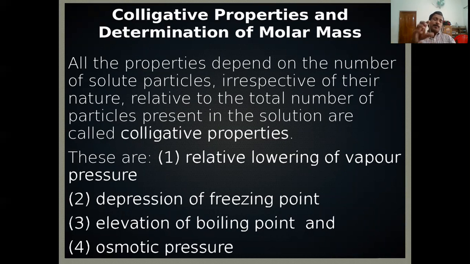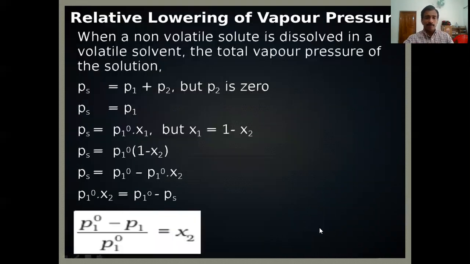So we can say the vapor pressure of the solution will always be less than the vapor pressure of the pure solvent, because the evaporation of solvent molecules is prevented by the presence of non-volatile solute molecules. Therefore, the vapor pressure of solution will always be less than the vapor pressure of pure solvent. Based on this, we can study the relative lowering of vapor pressure.